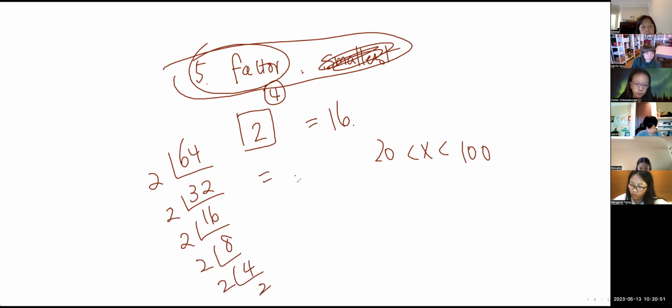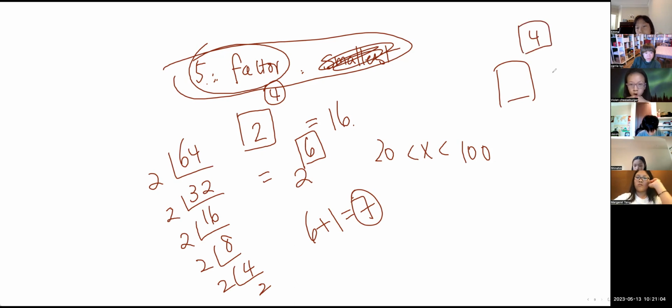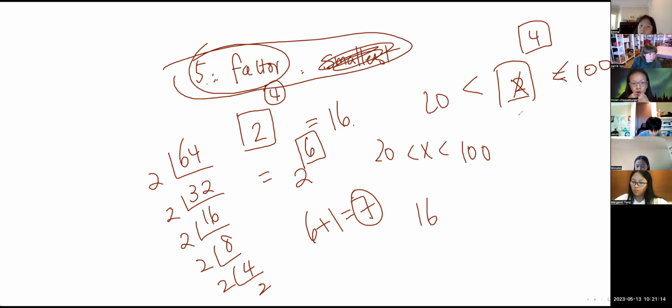So 64 equals 2 to the power 6. So the number of factors 64 has is 6 plus 1, which is 7 factors. I want only 5 factors. So the only thing is something to the power 4. That is the answer. But this number must be bigger than 20 and smaller than 100. And we already know 2 to the power 4 equals 16, which is not qualified. So which is the next number you're going to try, Violet?